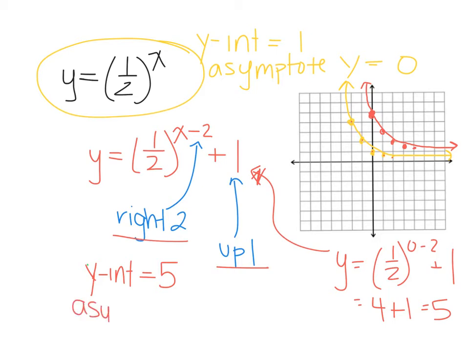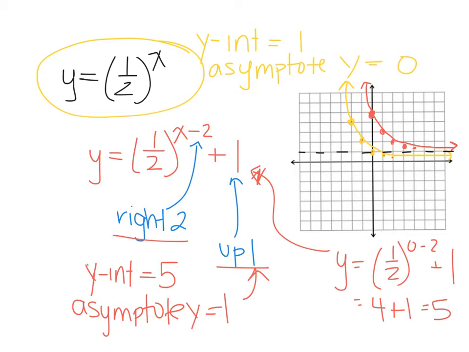And then I will have an asymptote at y equals 1. So you can see my shift of up 1 affected my asymptote. Now it's getting moved up 1, so my new asymptote is right at 1.